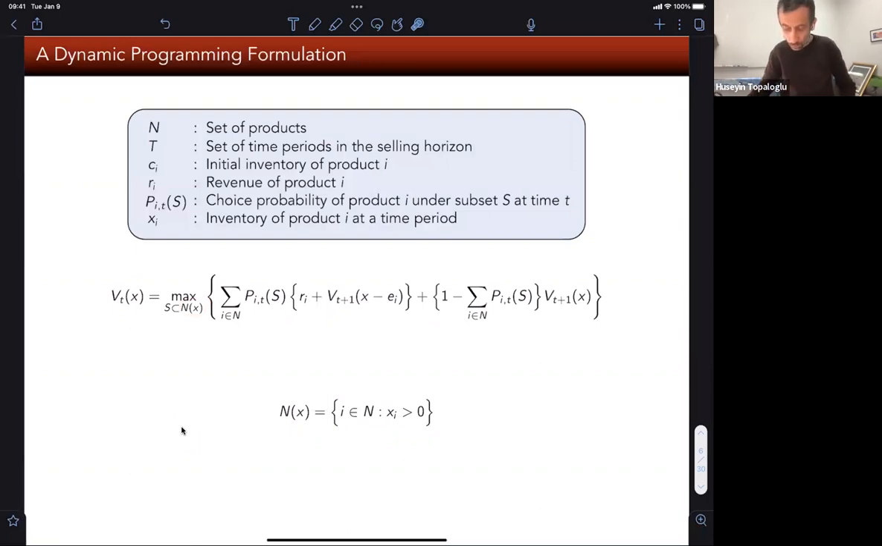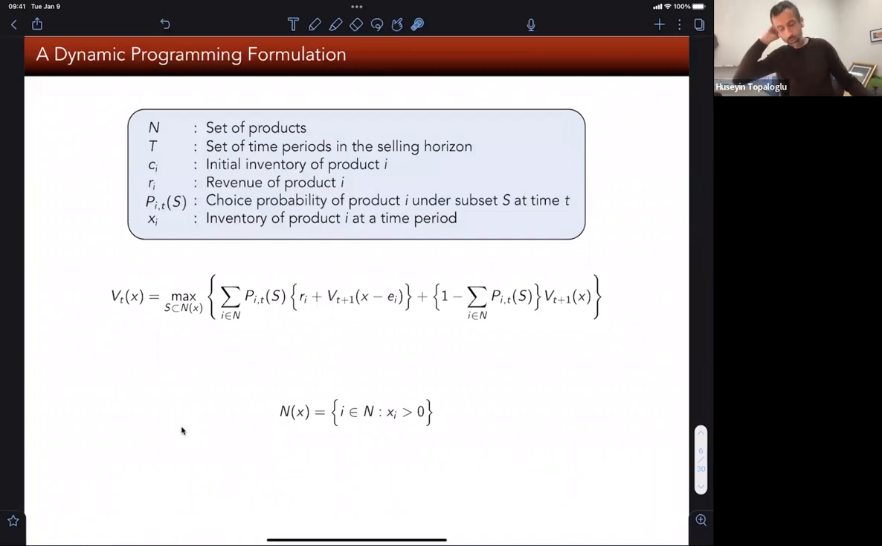This is the dynamic programming formulation of the problem. And this is the dynamic program that we cannot solve. And the reason for that is this state variable is a high dimensional vector. So we cannot evaluate and store all of these value functions for every possible value of the state. Okay, for every possible value of the vector x.